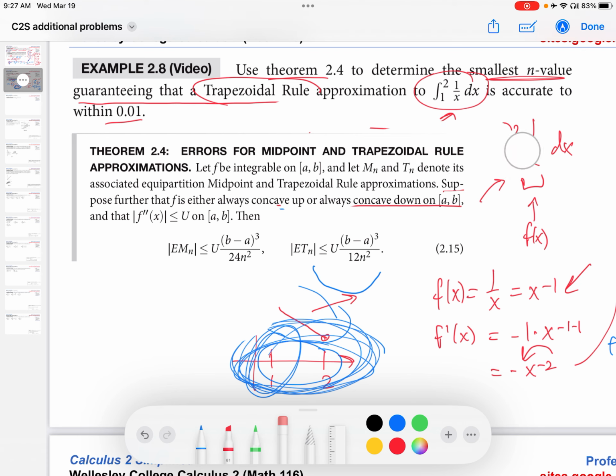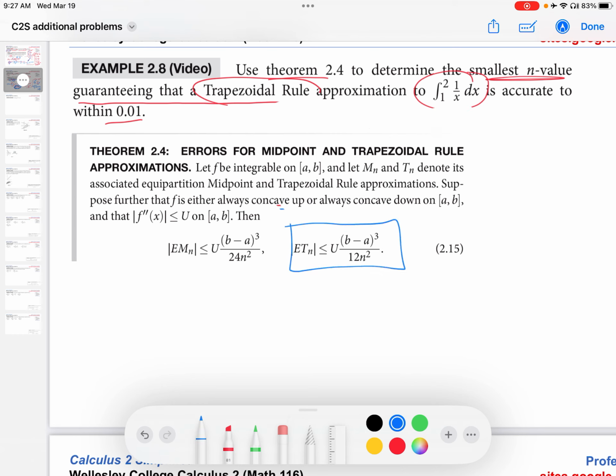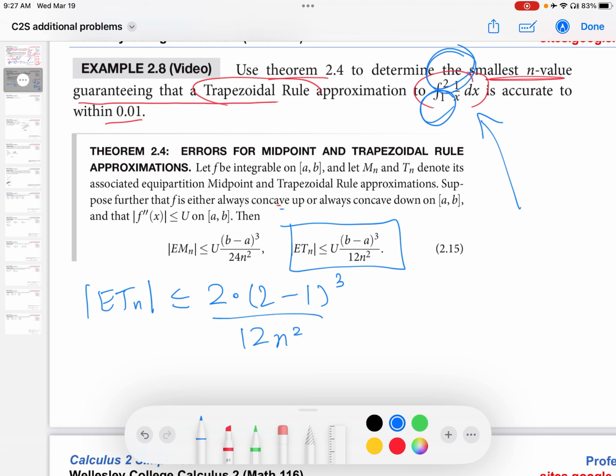Okay, so we have all the information that we need at this point. We verified all the hypotheses of the theorem. We have the u value. We know what a and b are. So now let's go ahead and use the appropriate inequality here. So this inequality tells us the error in approximating this integral up here with a trapezoidal rule is at most the u value we found, 2, times b minus a cubed. So b is the upper limit of integration, a is the lower limit of integration, so b minus a, divided by 12n squared. And then we can simplify that, right? This is 2, 2 minus 1 is 1, 1 cubed is 1, so the numerator is just 2 divided by 12n squared. Simplify that further, divide both top and bottom by 2, and I get 1 over 6n squared.